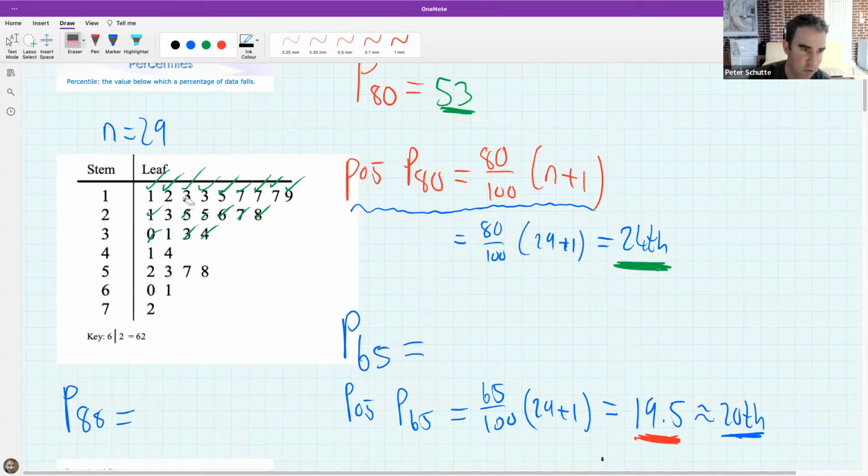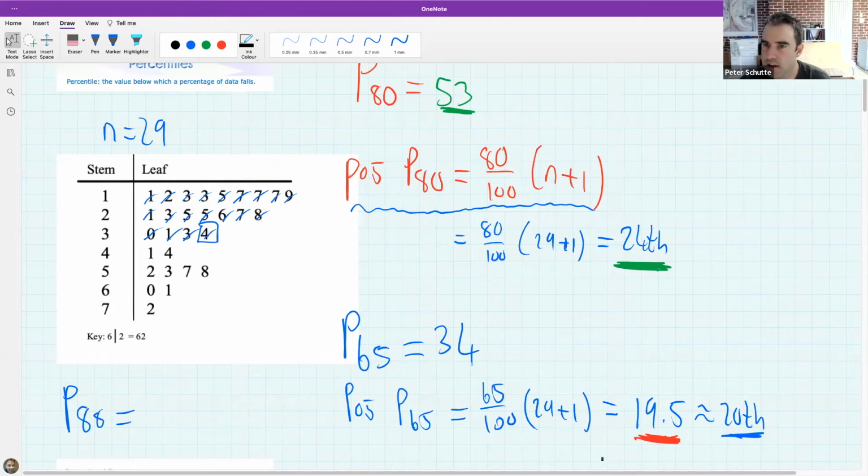I guess I'm going to have to do some more counting. 1, 2, 3... 15, 16, 17, 18, 19, 20. And so the 65th percentile is going to be that number. What is that number? And you have to use the stem and leaf plot. So the 65th percentile is going to be the value 34.